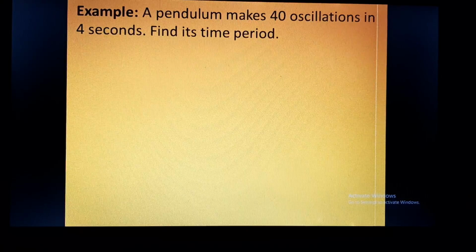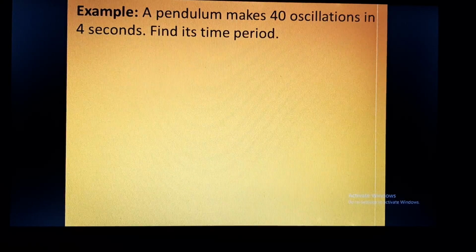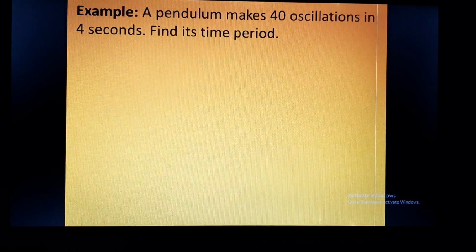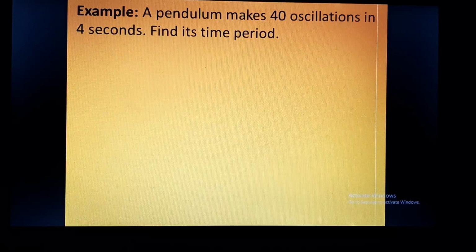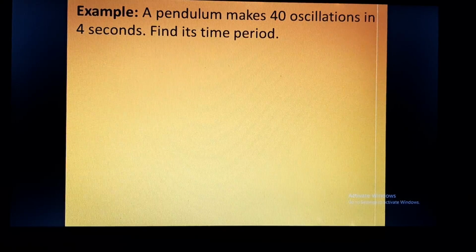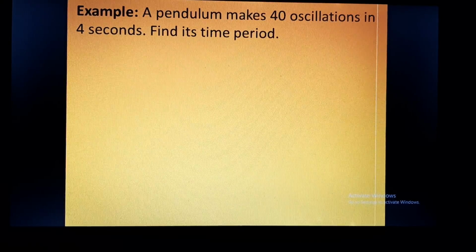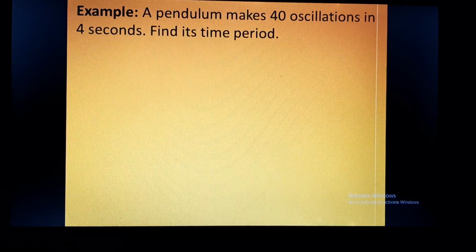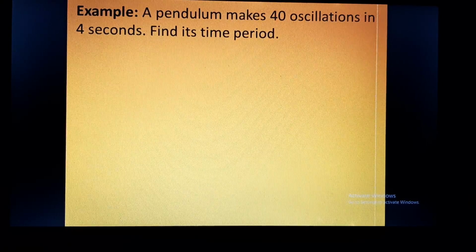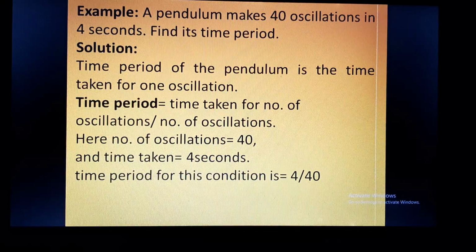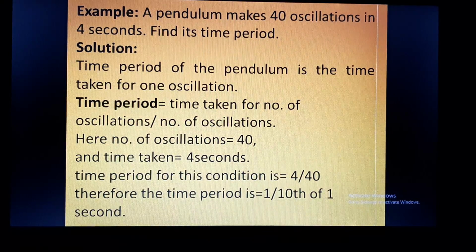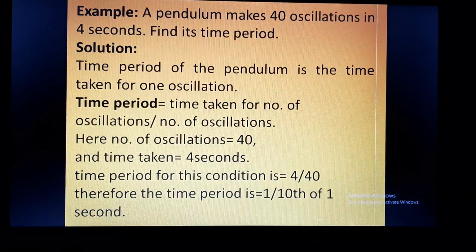Now we will take an example. If a pendulum is making 40 oscillations in 4 seconds, find its time period. First we'll see the definition of time period. Time period means the time taken for one oscillation. So if it is taking 4 seconds for 40 oscillations, it will take 4 by 40, that means 1/10 of 1 second.